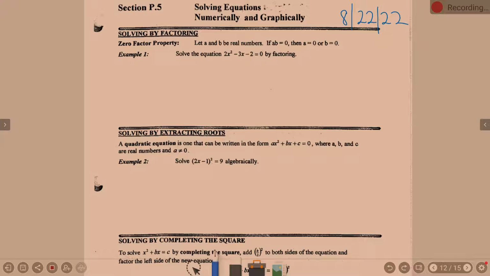Thoughts on example 1? It says to solve it by factoring. What's the first thing you should check? Does it equal 0? Okay, so always check, does it equal 0? If we are factoring, and I'm even going to put a note over here, must equal 0. Okay, thoughts about factoring this one?